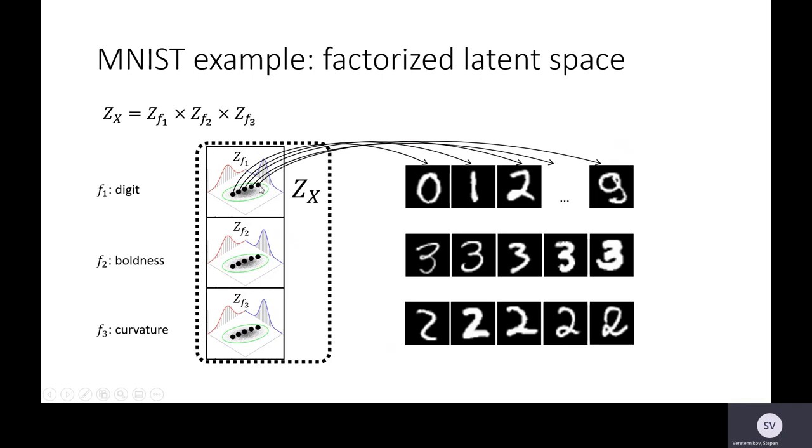So here we may take a point from the space F1, for example, it's a 9, and by traversing this latent space, we can generate different images of different digits. By traversing the latent space corresponding to the boldness feature, we can generate, for example, the same digit but different boldness, and the same for curvature.